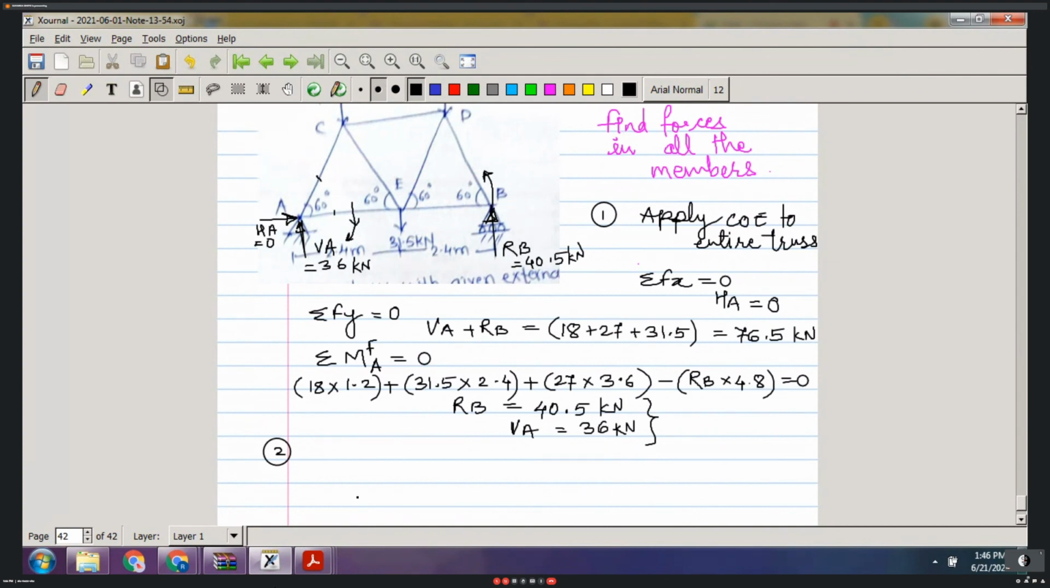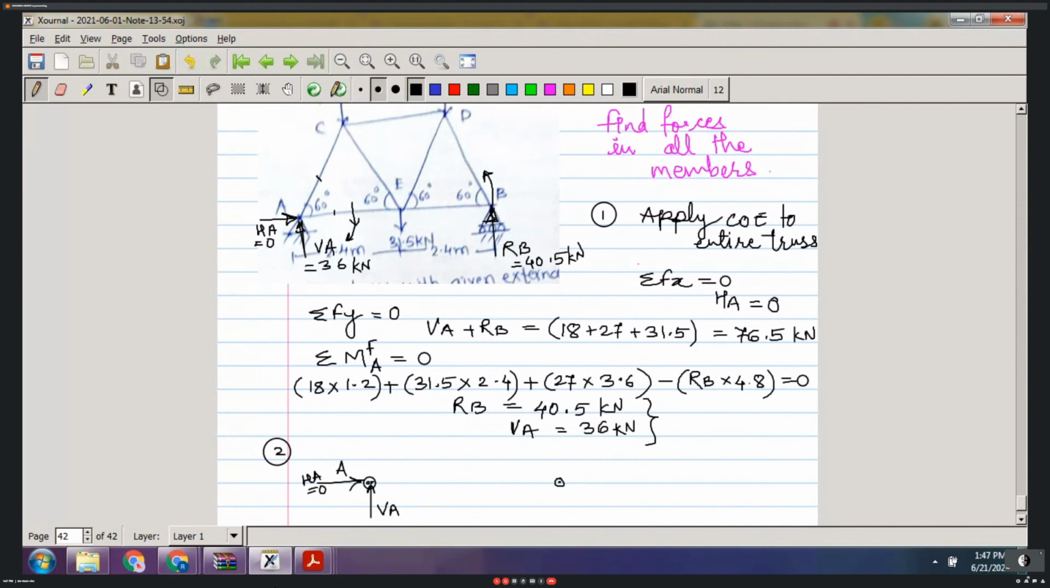Can you tell me what should be the reason? Summation Fx and Fy should be solvable. Exactly, because when we isolate a joint, suppose this is joint A, this is HA, this is VA. HA is already 0, so even if you do not draw it, it will be okay. Don't draw it. This will be VA.